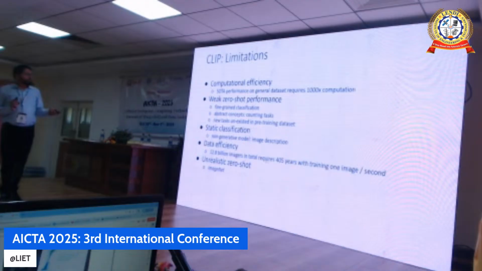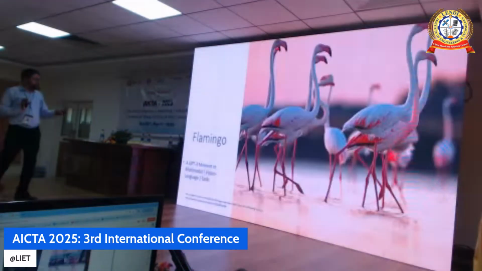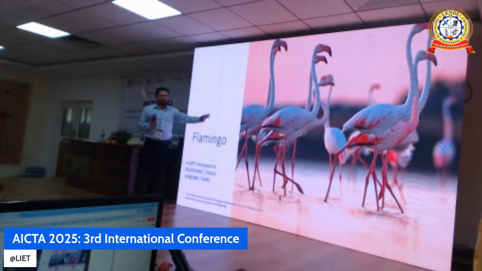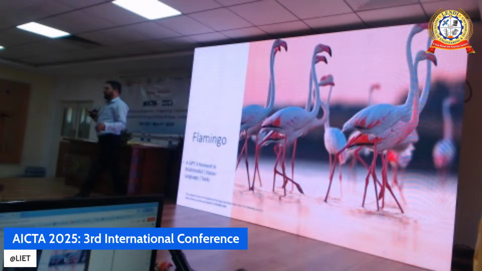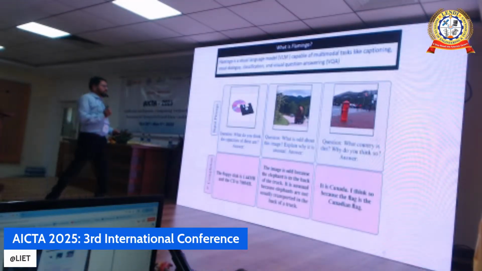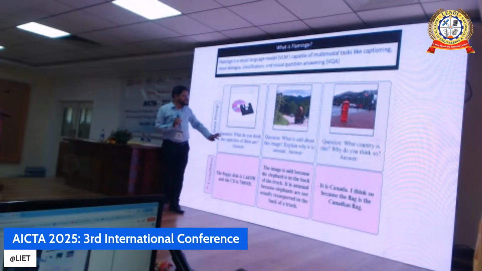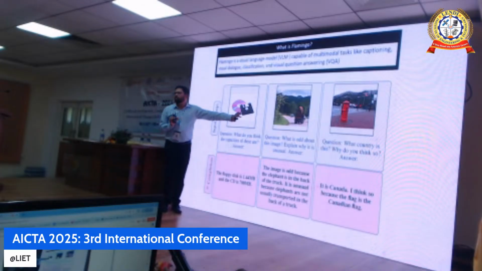This is another example, Flamingo. So what is this? GPT-3 also used partially the idea of this Flamingo model. Yes, can you read this? This is interesting. We have given an image, and the question is, what do you think the capacities of these are? When you see this image, you immediately say this is a blob, this is an artist, and so on, right? But the machine needs to tell you the answer.